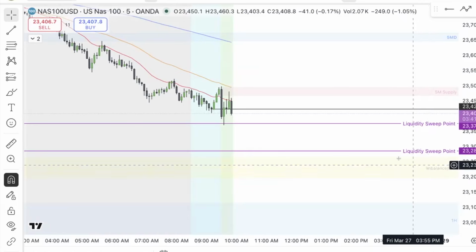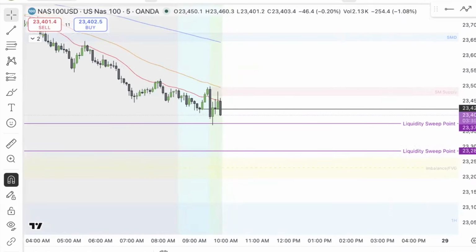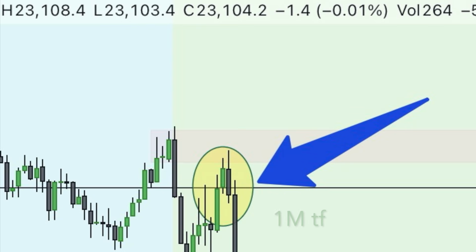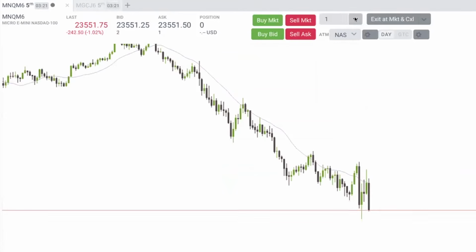On the 5-minute chart, we notice that there is an engulfing candle forming. On the smaller time frame, we can see that a 3-bar reversal has formed. And so that's our signal to go ahead and enter into the trade.